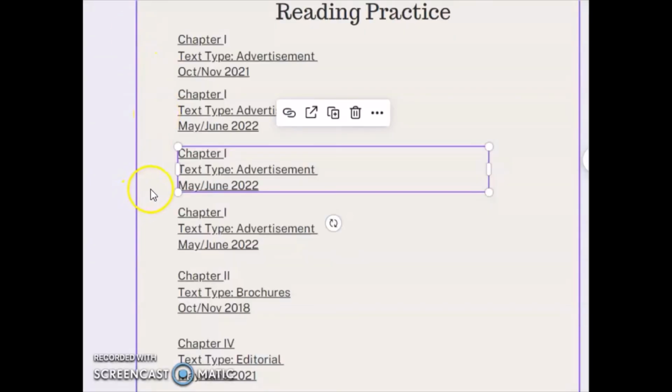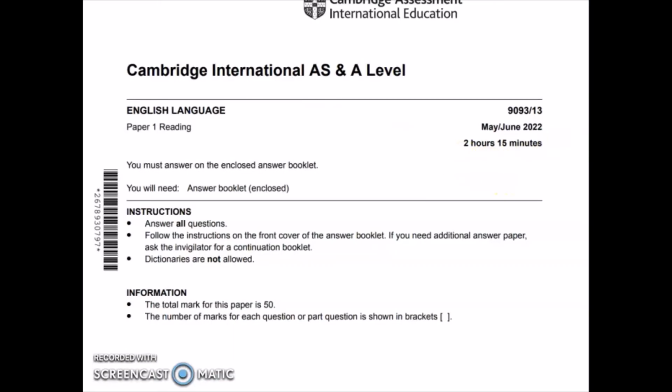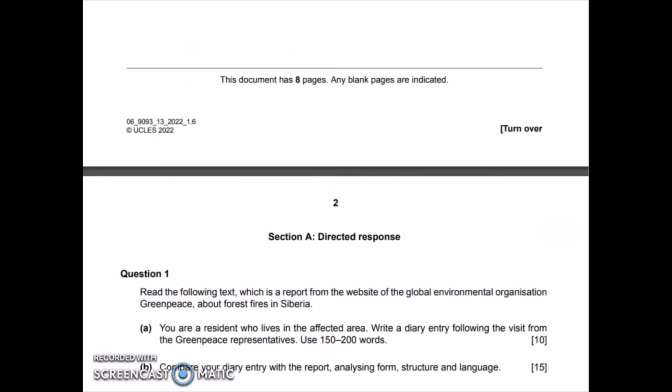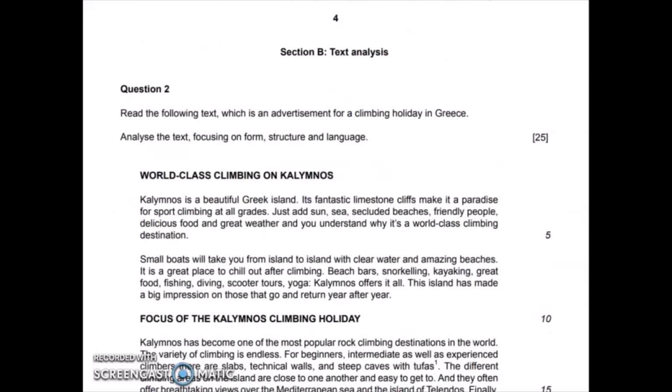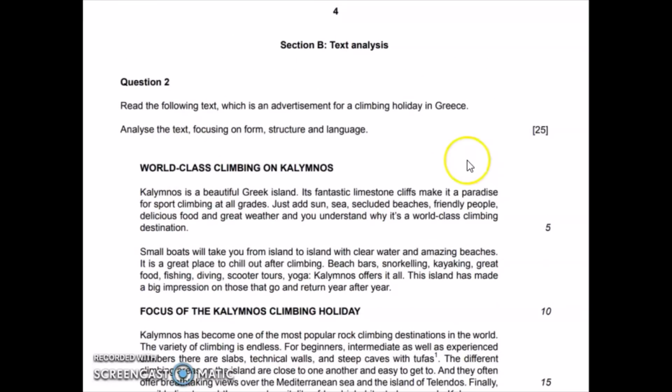Let me take you to another past paper, June 2022, where the text type advertisement was given. Here it is, the June 2022 past paper. Let me scroll down the screen to display the question for you. Here it is, and that is text analysis. Read the following text, which is an advertisement for a climbing holiday in Greece.